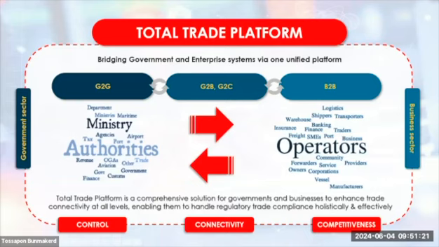So today I'm going to talk about our total trade platform. How to go paperless, how to avoid all the delays that you see in the supply chain, using our total trade platform. So total trade platform may be a concept that is new to some of you. It's a term that we coined in CrimsonLogic. It refers to an inclusive end-to-end value chain in a cross-border trade. It focuses on three main areas: control, connectivity, and competitiveness.